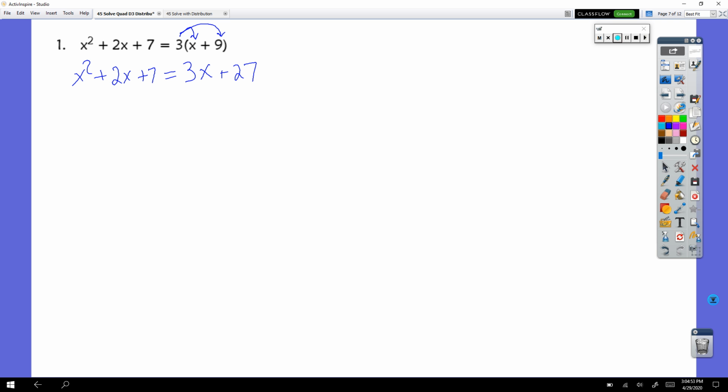And then I'm going to set my problem equal to 0. Because x squared has a coefficient of a positive 1, that's implied, that's a positive 1, so I need to move everything from the right over to the left. So I'm going to subtract 3x, and I'm also going to subtract 27.